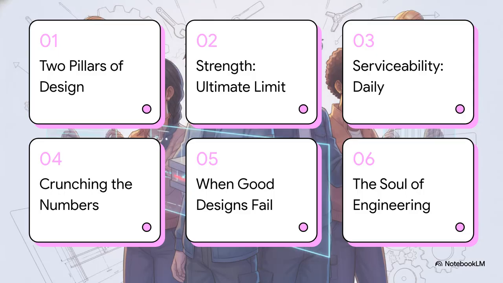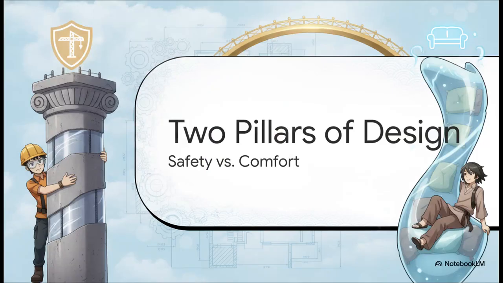So here is our roadmap for this explainer. We'll start with the two pillars of design, break down strength as the ultimate limit, and then look at serviceability for daily performance. After that, we'll crunch the actual numbers, see what happens when good designs fail, and wrap it all up with the soul of engineering. Part 1, the two pillars of design, safety versus comfort.